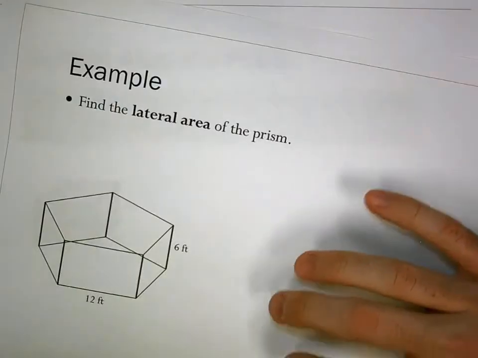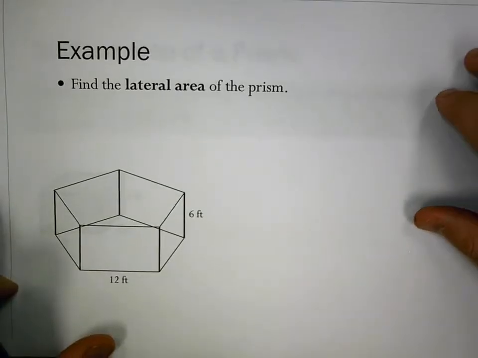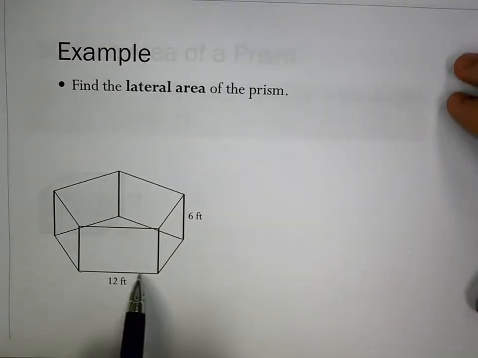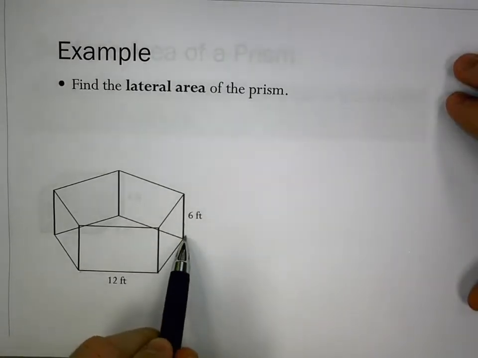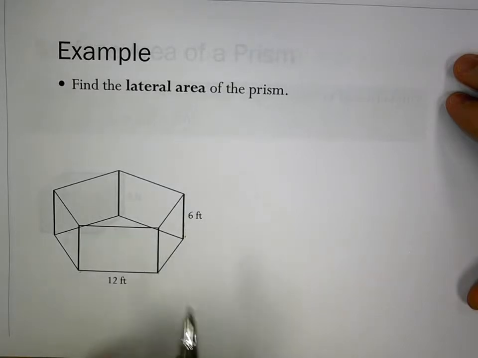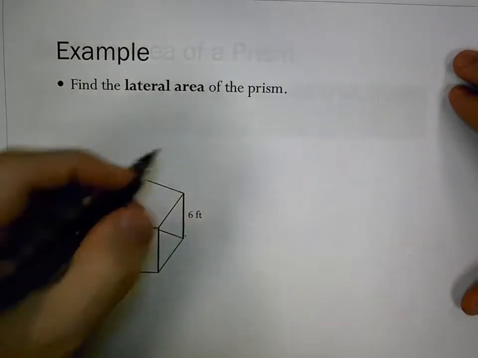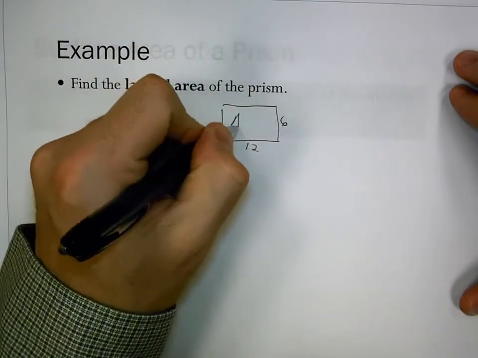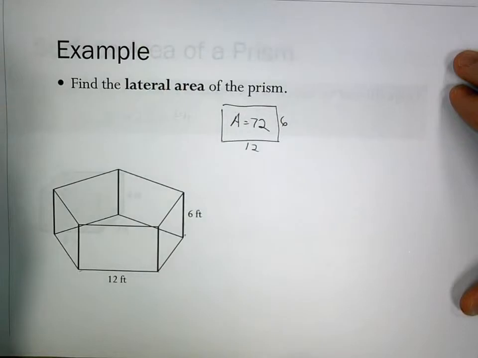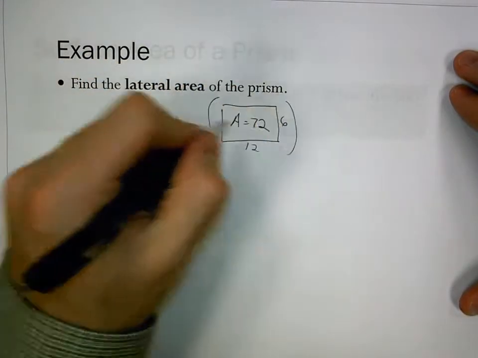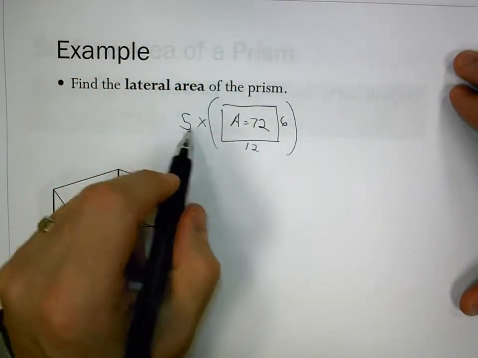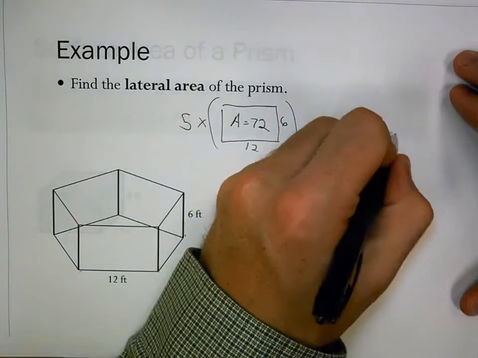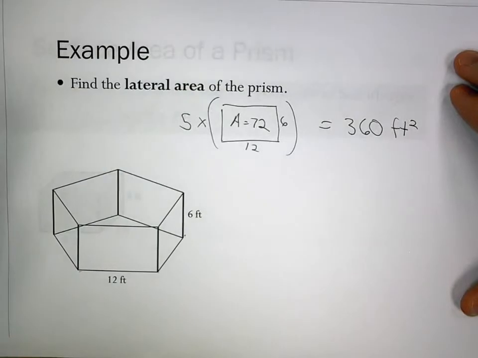If we look at an example where we just look at that lateral area, we have a pentagonal prism where each side length is 12 and the height of the whole prism is 6. One way to look at this is to say, well, each rectangle that makes up a wall is 12 by 6. And so the area of that rectangle is 72. We have 5 of those rectangles. Therefore, we could do 5 times 72, and we get 360 feet squared.